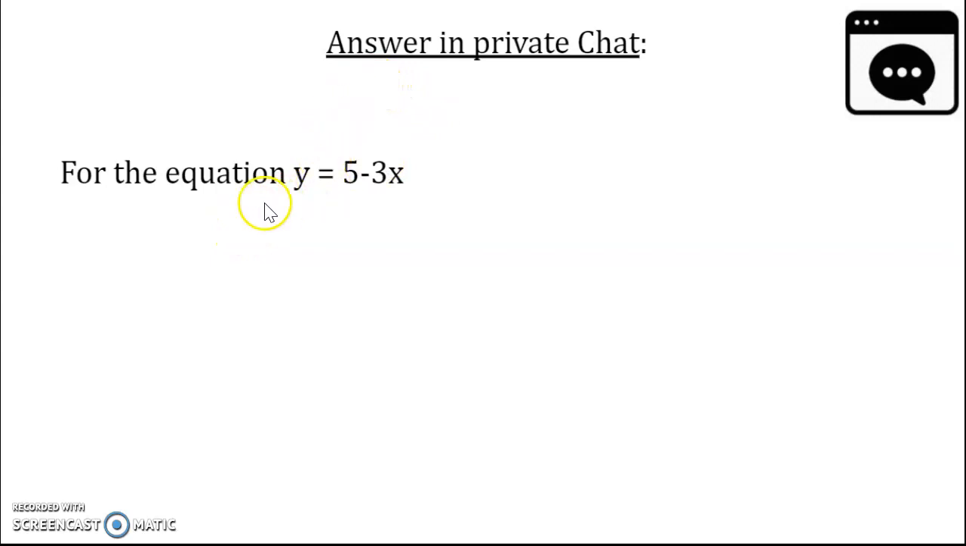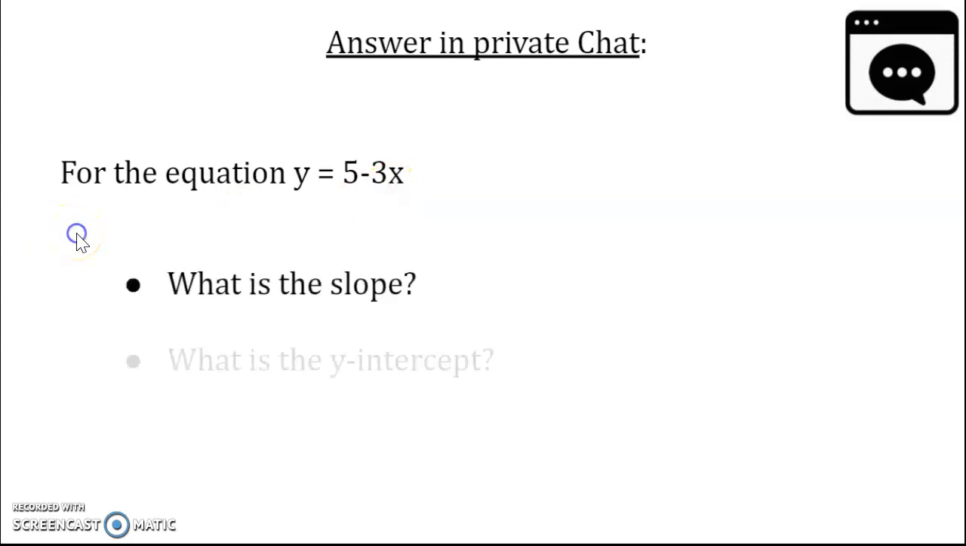Let's try this one in private chat. For the equation y is equal to 5 minus 3x, please tell me what the slope is and what the y-intercept is. Remember, the slope is always the number in front of the x. So what is the number in front of x? It's 3, but it's not just 3. Remember that the negative sign belongs to the number. So the slope is negative 3 and the y-intercept is positive 5.